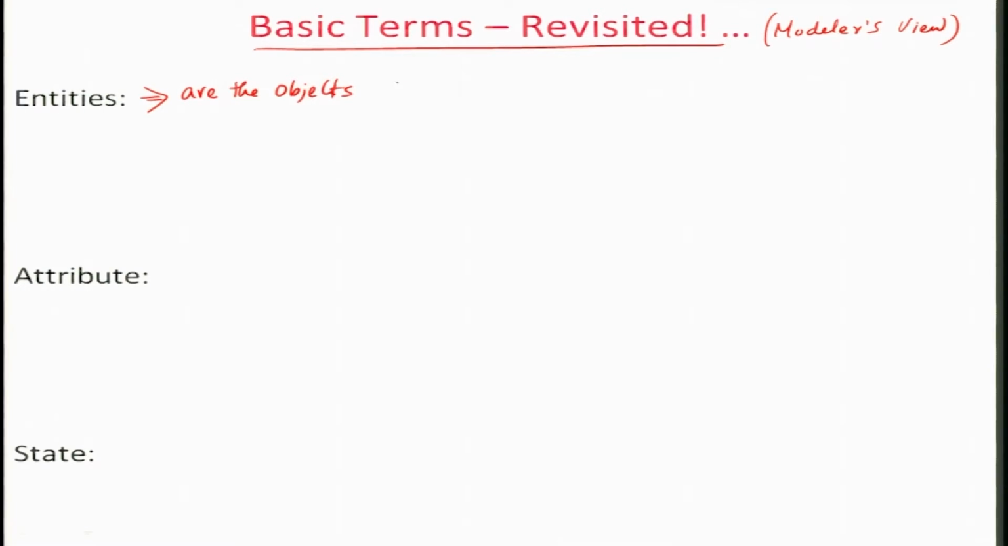Now, let us look into some more of the basic terms. We have already seen these basic terms, but we would like to enhance this further and look at it, as I said, from a modeler's viewpoint. So, entities. From the modeler's viewpoint, entities are the objects of interest in the system.